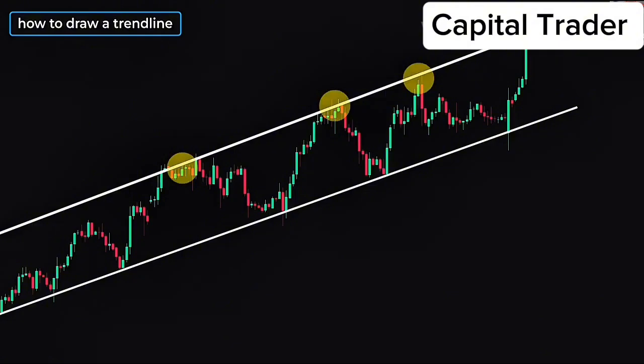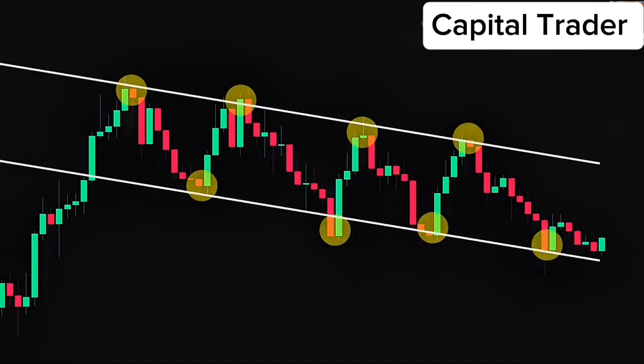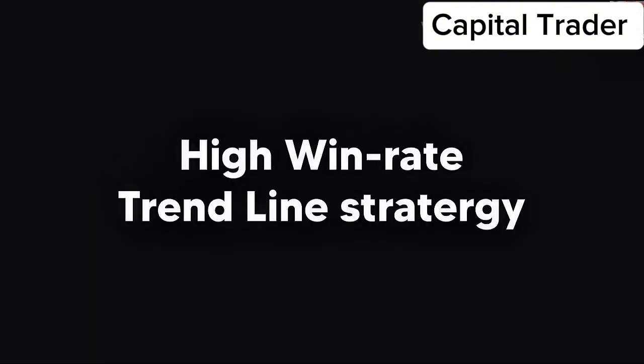To clarify this concept, let's take another example. Here we see quite a few swing points. We can connect these swing highs and lows in such a way to form a trend line. Now, when you have learned how to draw the trend line properly, I'll teach you a method that I personally use from time to time.